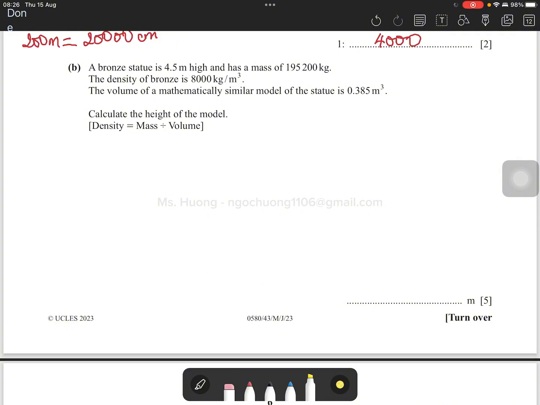B. A bronze statue is 4.5 meters high and has a mass of 195,200 kilograms. The density of the bronze is 8,000 kilograms per cubic meter. The volume of a mathematically similar model of the statue is 0.385 cubic meters. Calculate the height of the model, knowing that density is equal to mass divided by the volume.